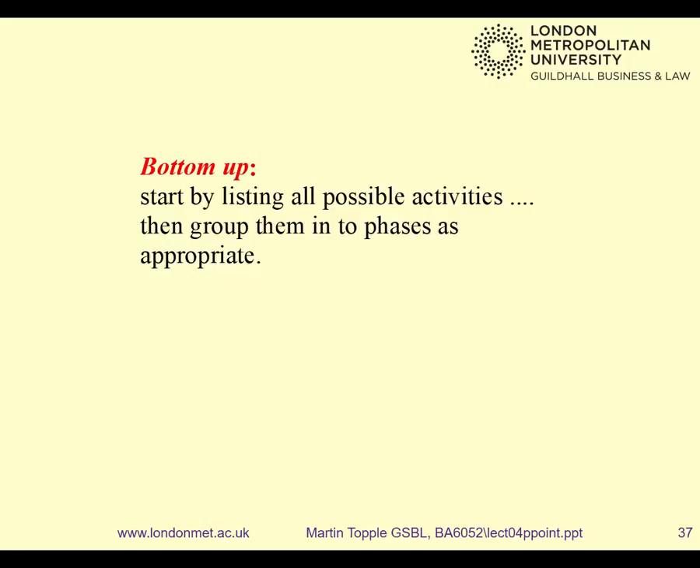Now the bottom up works the other way round. Get everybody into a giant room and get them all to write down every single task they can think of, and get a great big pile of paper, 1 million bits of paper with every task written on it. Then look at each bit of paper and think, which phase does that belong to? And then put it into that phase's pile of paper. And sort of gradually work up to the giant phases. Does that make any sense?